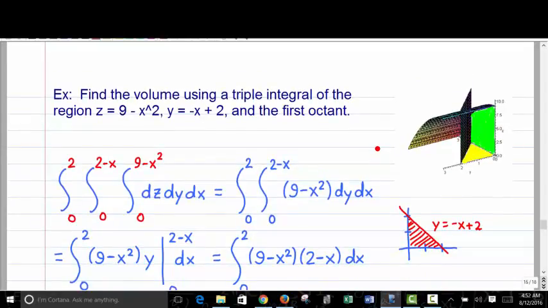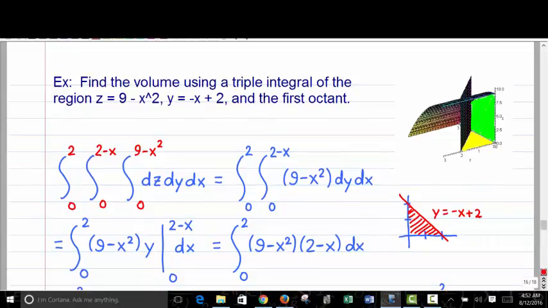And this one isn't bad either as far as setting it up. z equals 9 minus x squared, and then y equals negative x plus 2. So I would go with that. You don't really need the picture because you can just go 0 to 9 minus x squared and start with dz, and then just focus on that triangular base, which you might want to see in this form.